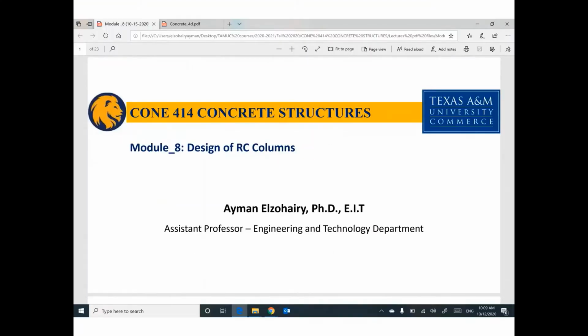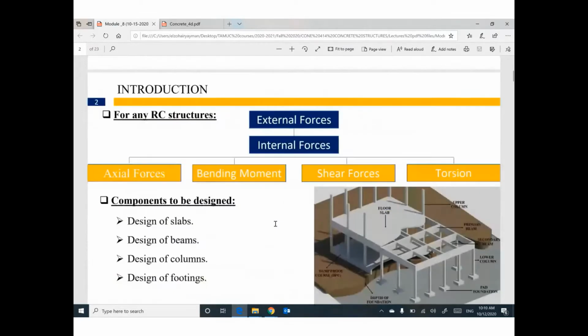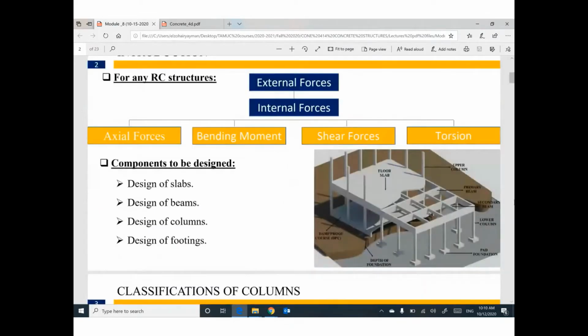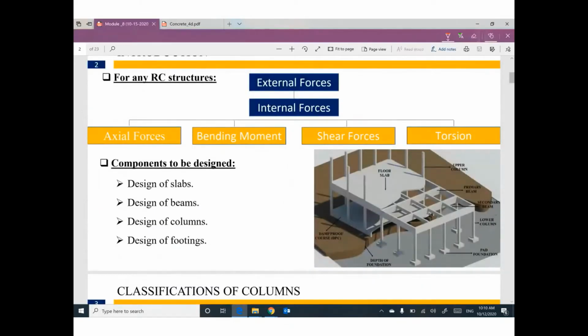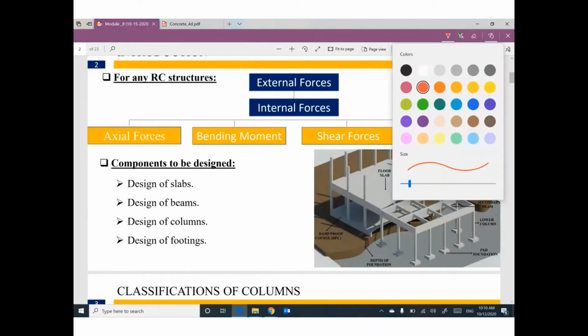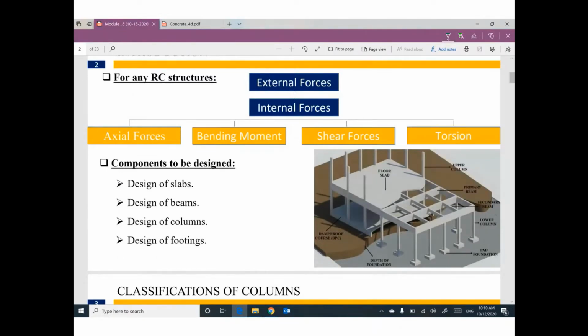Design of reinforced concrete columns. Just to remind you, for any concrete structure, not any, but 90% of the concrete structures, we need to design foundations, footing, like this one.